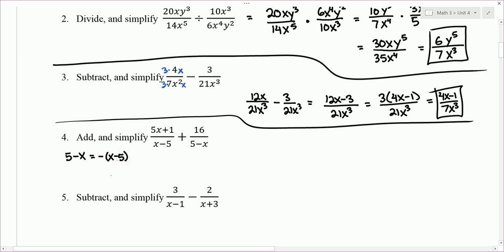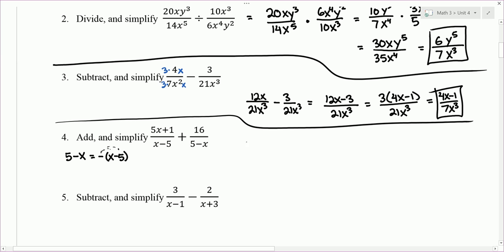And if you have a hard time seeing why, if I distribute that negative to the x and to the negative 5, I get negative x plus 5. If I switch things around and put the positive 5 first, the negative x second, we get 5 minus x. So we are going to change our 5 minus x to negative x minus 5.